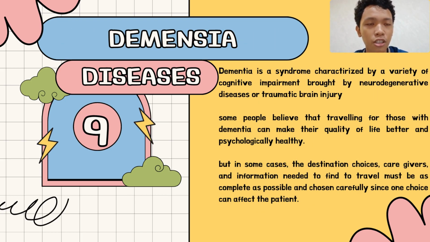Hello, my name is Mario Adrian, and I will be talking about dementia in travels. Dementia is a syndrome characterized by a variety of cognitive impairments brought by neurodegenerative diseases or traumatic brain injury. Some people believe that traveling for those with dementia can make their quality of life better and psychologically healthy. But in some cases, the destination choices, caregivers, and information needed to plan the travel must be as complete as possible and chosen carefully since one choice can affect the patient.